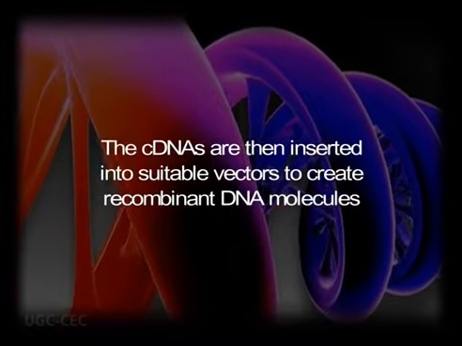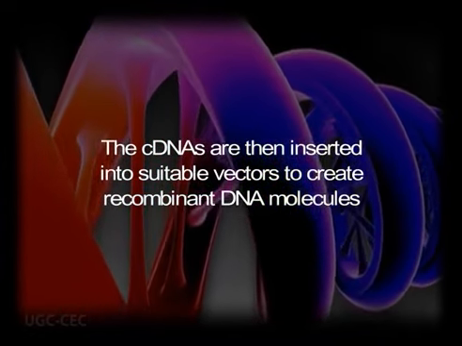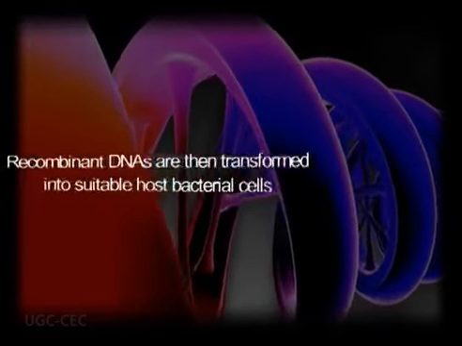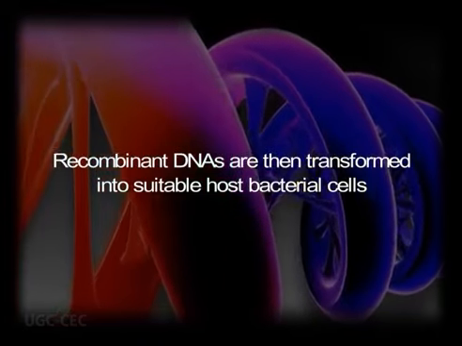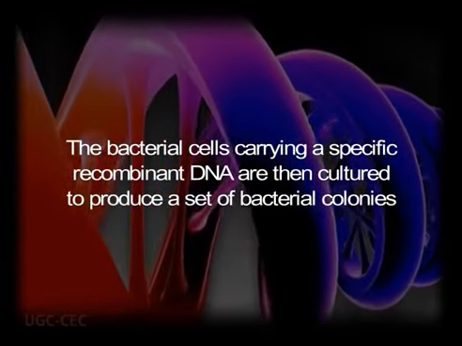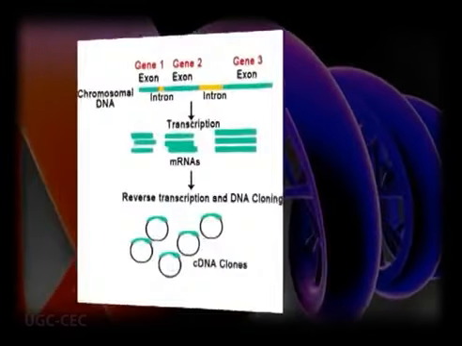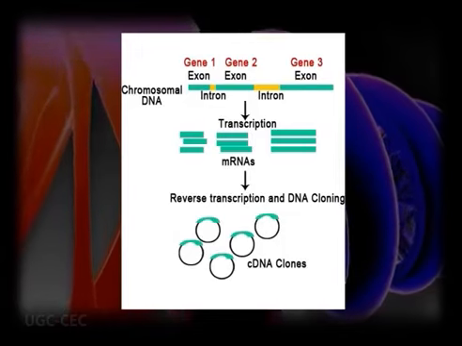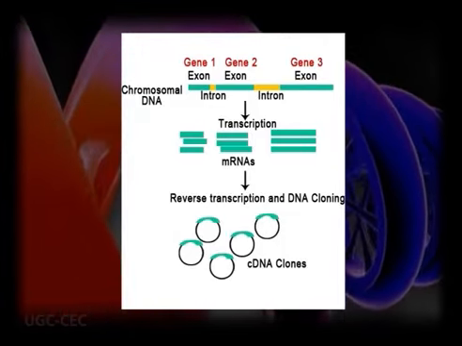The cDNAs are then inserted into suitable vectors to create recombinant DNA molecules. The recombinant DNAs are then transformed into suitable host bacterial cells. The bacterial cells carrying a specific recombinant DNA are then cultured to produce a set of bacterial colonies, each colony representing a specific gene in the form of a cDNA, and is thus called a cDNA library.